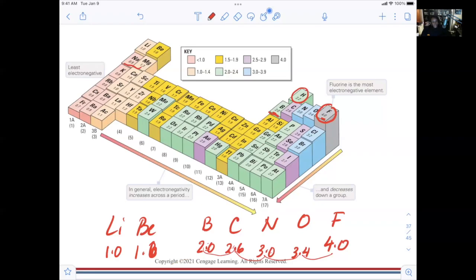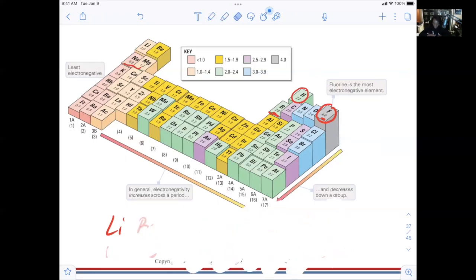For your level, though, they won't really ask you to memorize this. They'll just give you the numbers, so that makes it so much easier, right? But if you're taking a majors class, you would have to memorize this. They won't give you the numbers all the time. You want to be familiar.